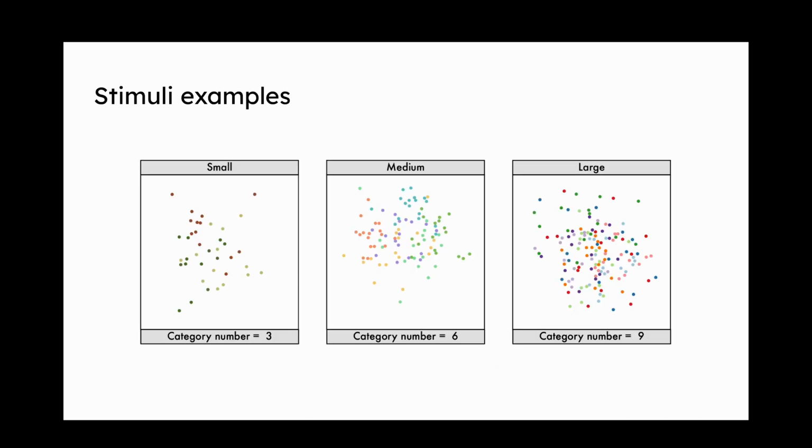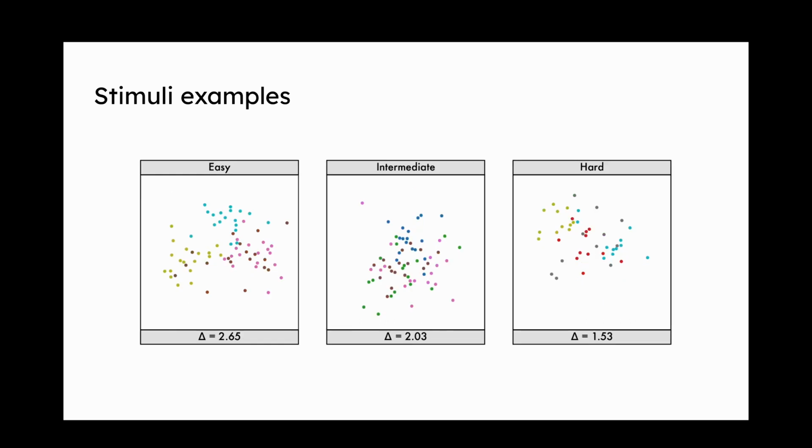Here are some examples of our stimuli. We generated each scatterplot as a 400 by 400 pixel graph using D3. We use multivariate normal distribution to generate positional data with the given mean and covariance. These 3 plots are showing the scatterplots with different numbers of categories.